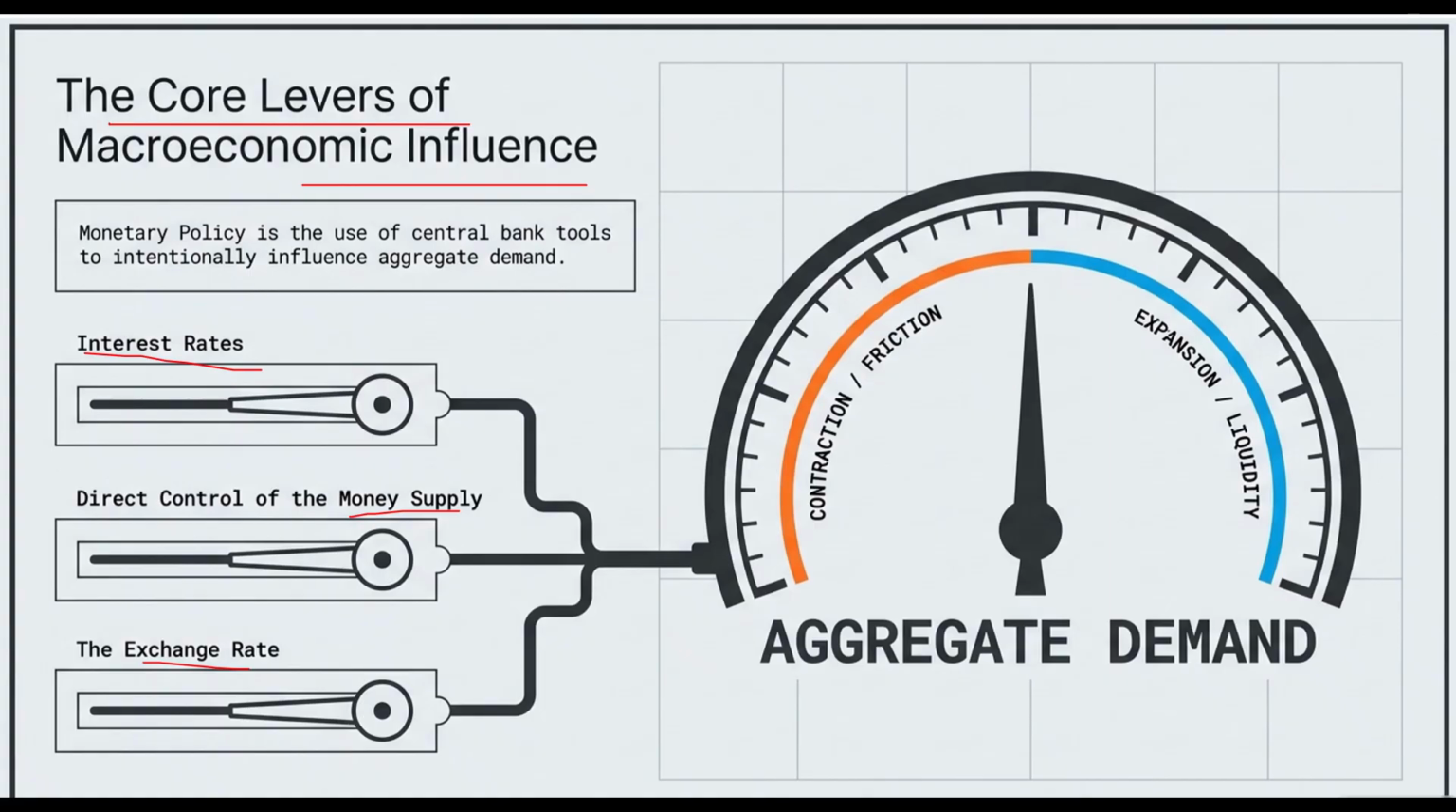So the exchange rate. The diagram illustrates these three levers feeding into aggregate demand. So you can see how it is working on the aggregate demand. When policymakers adjust any of these levers, they directly impact consumer spending, business investment, and overall economic growth. Together, these instruments allow the central bank to steer the economy towards stability and sustainable growth.